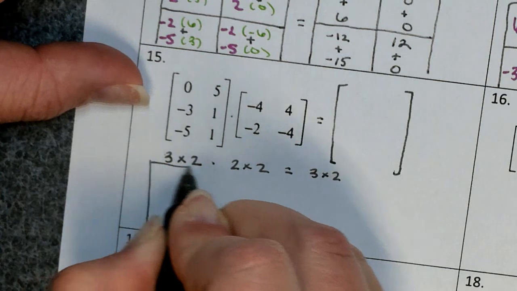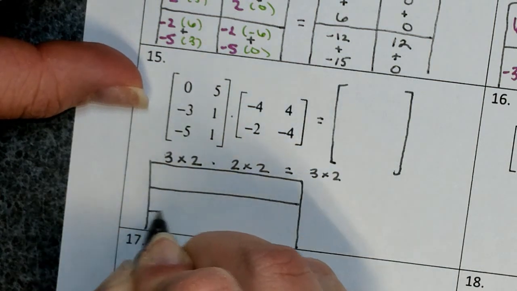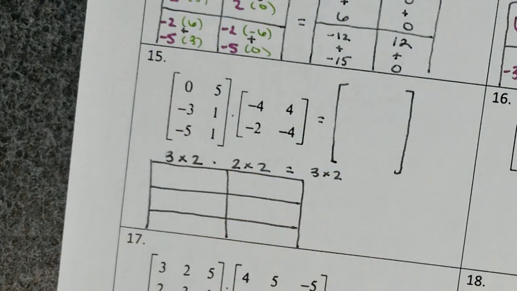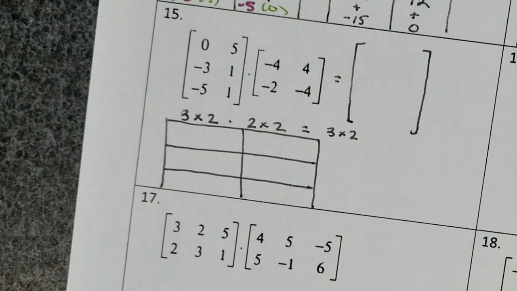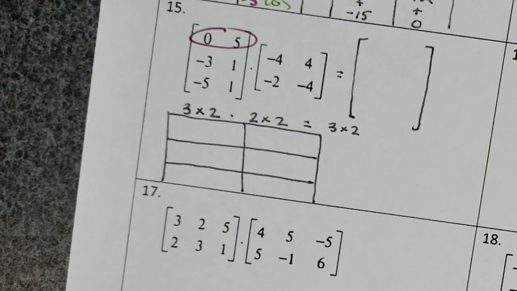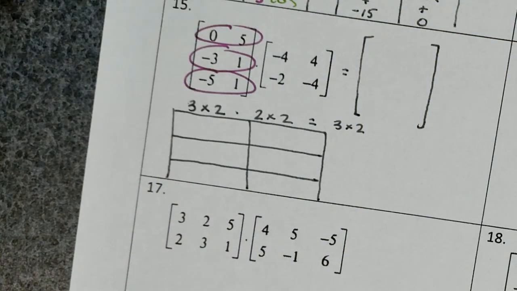So I'm going to write out my work box here. I'm going to kind of make it long and narrow. That's okay though. 3 by 2 is my work box. Okay. What do I circle in the first one there, number 2? 0 and 5. The 0 and 5 get circled. What else? Negative 3 and 1. What else? And then negative 5 and 1. Where do the 0 and the 5 go?